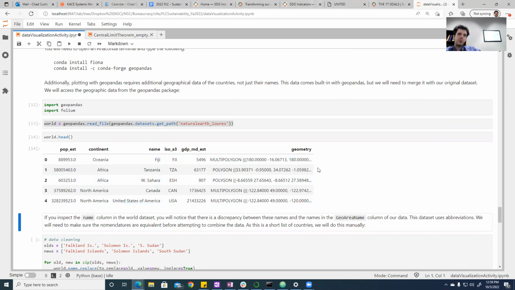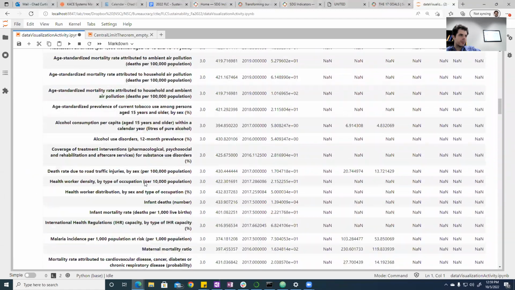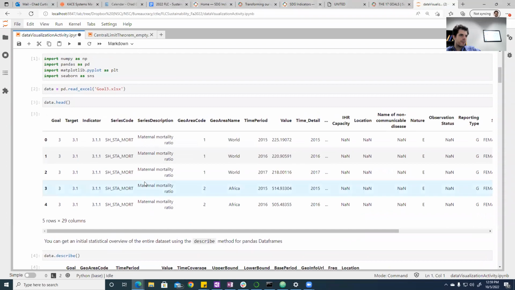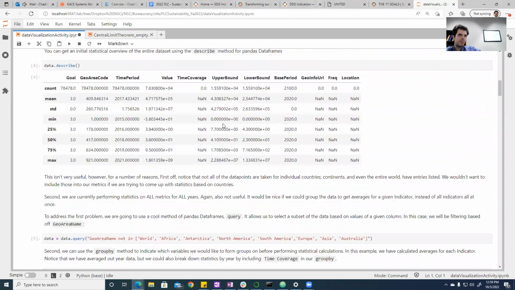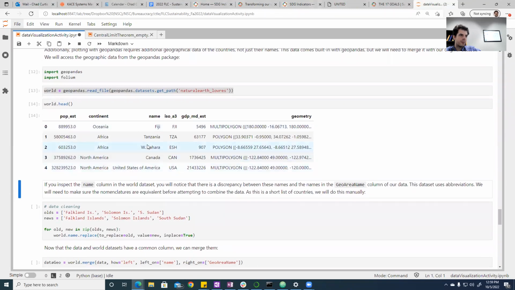The thing we need to do now is we need to combine those data sets, right? So we have this data set that has names of countries, and if you look at our other data set, it also has names of countries too. What did we call those? Geo area name. So we need to merge these together by telling Python that this column is the same as the geo area name column in our original data set.